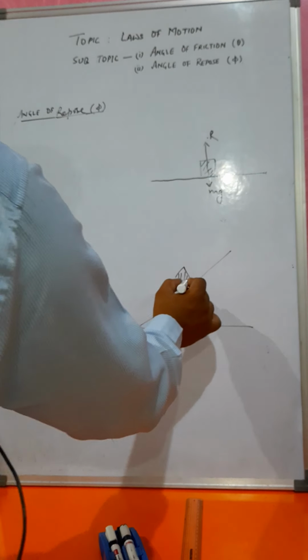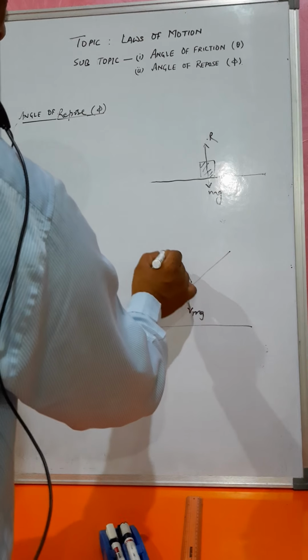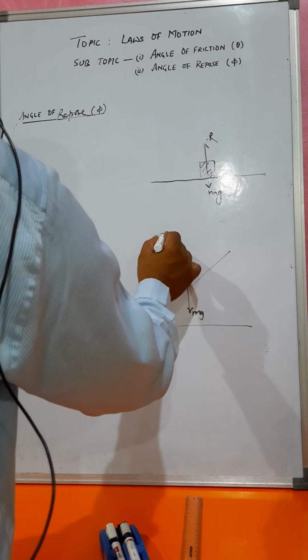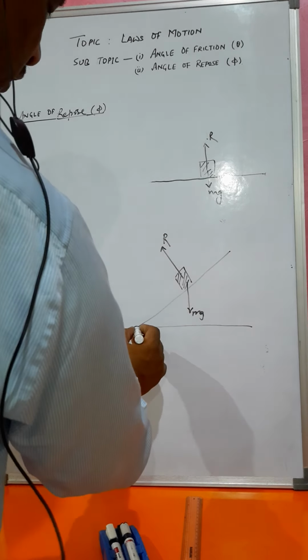Now in this condition the mg will be like this and the normal reaction will be like this. Now these two things should be very clear. When this was the normal, this was the surface, then this was the normal, the 90 degree. When this is inclined to an angle, say phi, then normal reaction will be like this.